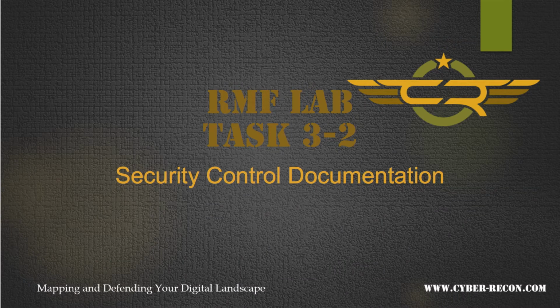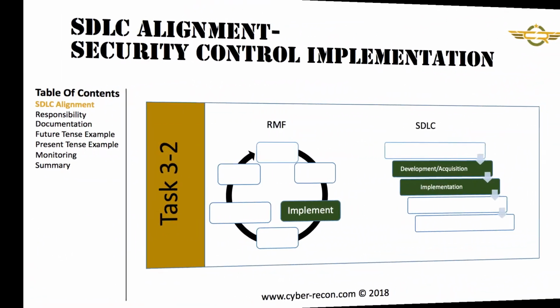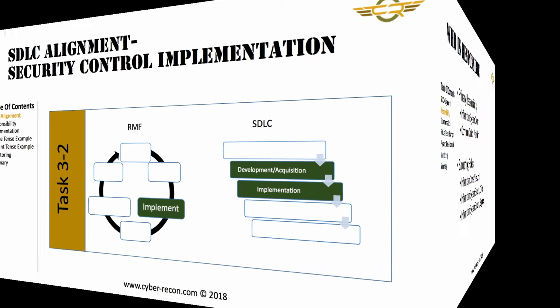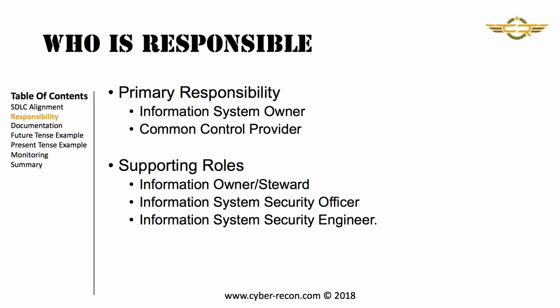This video discusses RMF Task 3.2 Security Control Documentation. This task aligns with the SDLC steps development/acquisition and implementation and is part of Step 3, Implement Security Controls of the RMF. Primary roles responsible for this task are the information system owner or the common control provider.